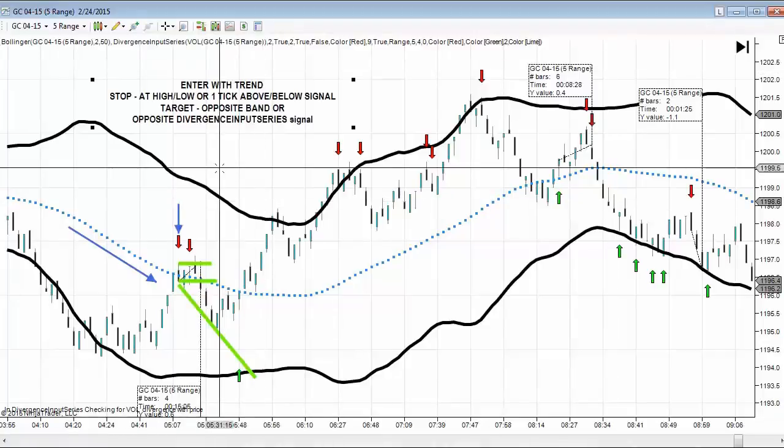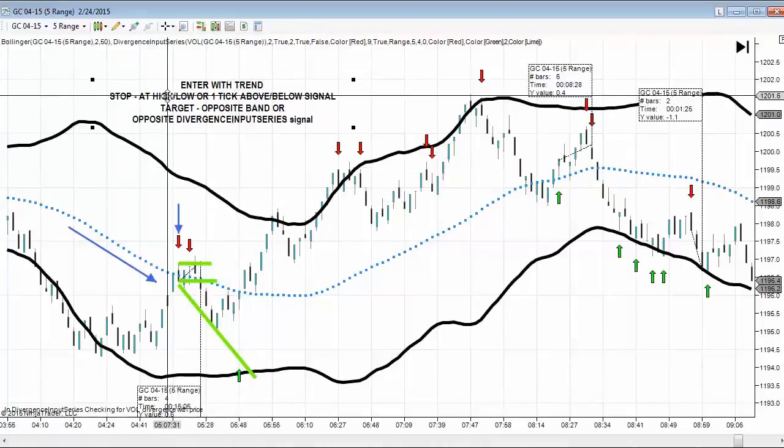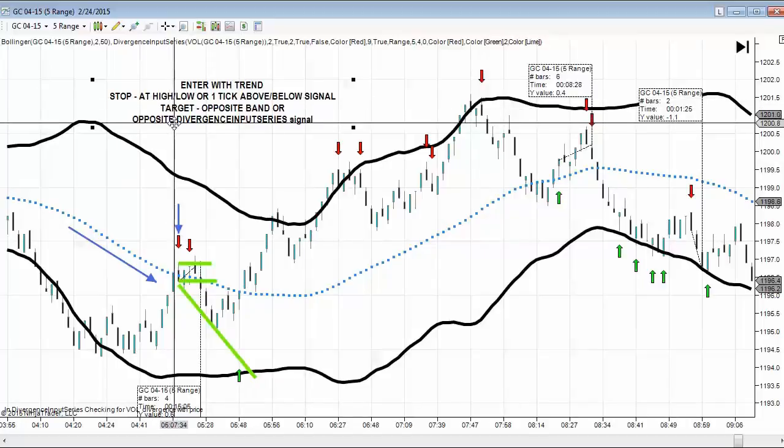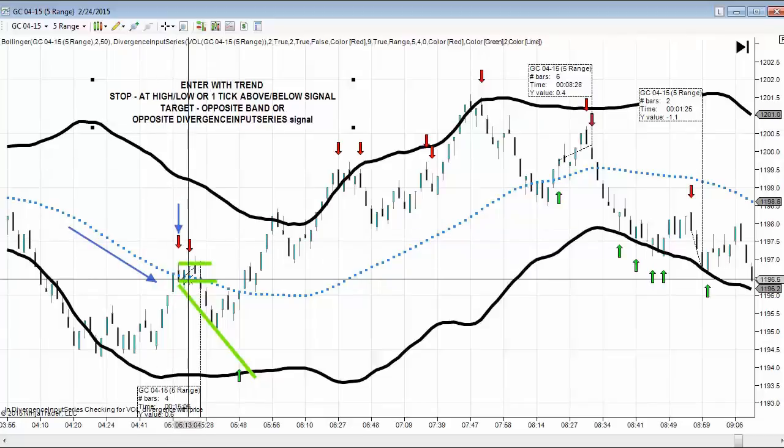So boom, enter with trend. Stop at the high or the low of the signal, maybe 1 tick above or below if you want to give yourself some wiggle room. Target opposite band or opposite divergence input series signal. So this is clearly a stop out.